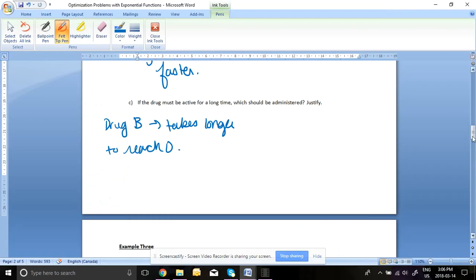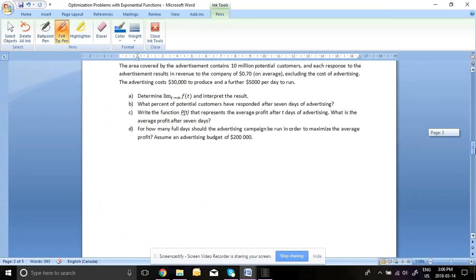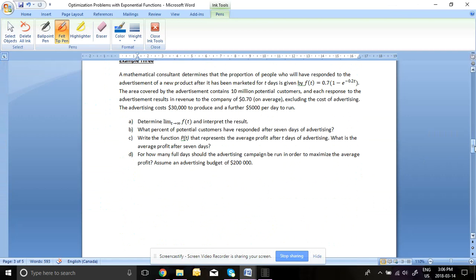Okay, final example for today, or for this video at least. Okay, a mathematical consultant determines the proportion of people who responded to the advertisement of a new product after it has been marketed for t days is given by f(t) = 0.7(1 - e^(-0.2t)). So notice this is a proportion of people. That's very important. That means that the answer is a percent of people, not a number of people.